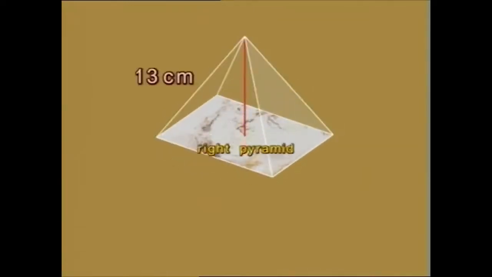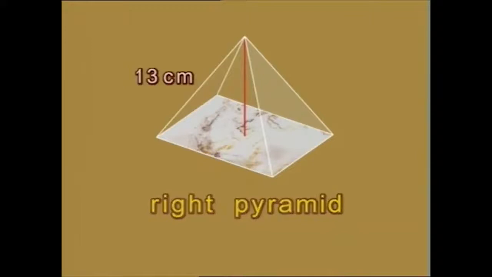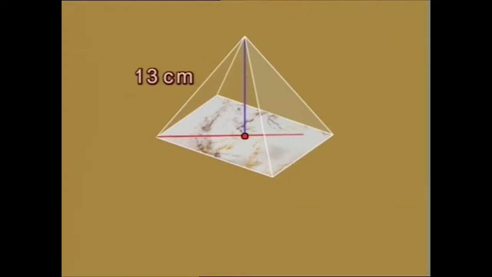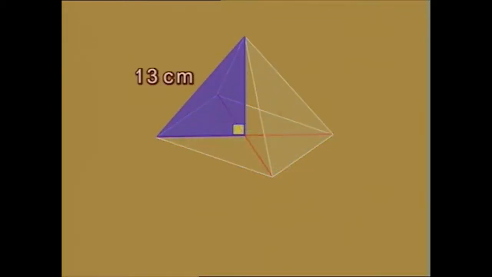As the 4 slant edges of the pyramid are equal, this is a right pyramid. Therefore, the altitude passes through the center of the base, which is the point of intersection of the 2 diagonals. The altitude of the pyramid is perpendicular to its base, so this triangle is a right-angled triangle. In this triangle, we already have the length of the hypotenuse. Therefore, if we can find the length of this base, we can then calculate the height.